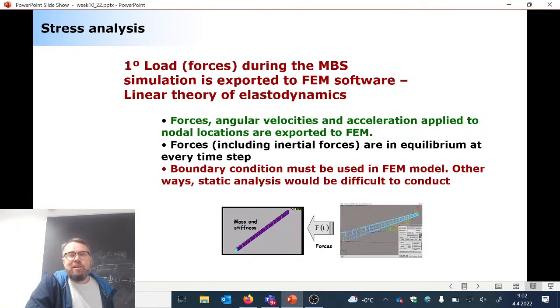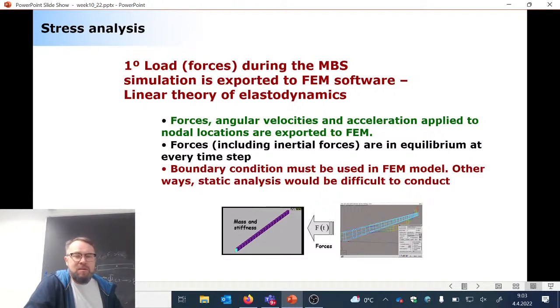Okay, so here are the details about the first step, which again is called linear theory of elastodynamics. You don't see this often anymore, but if you look at the old literature in multibody system dynamics, every now and then you hear this linear theory of elastodynamics, and that's what that refers to. By the way, this takes you back to what happened 25 years ago.